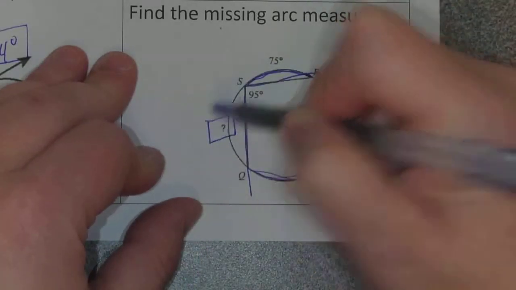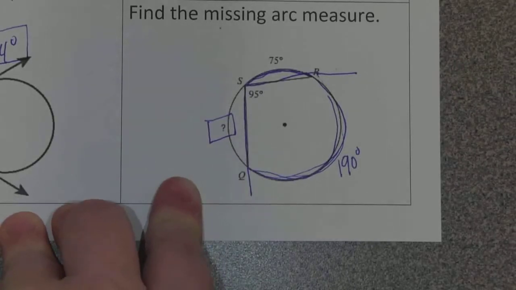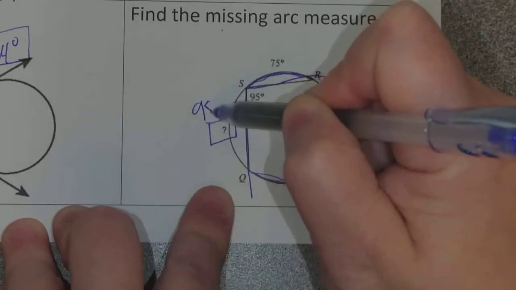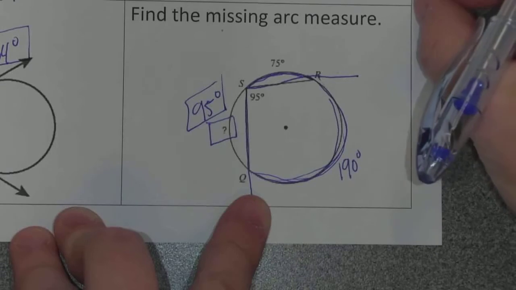Can I find my question mark now? Because what do I know the whole circle adds up to be? 360. Yeah, so we're going to do 360 minus 190 minus 75. And what do you get for that arc? 95. Questions on how we found that one?